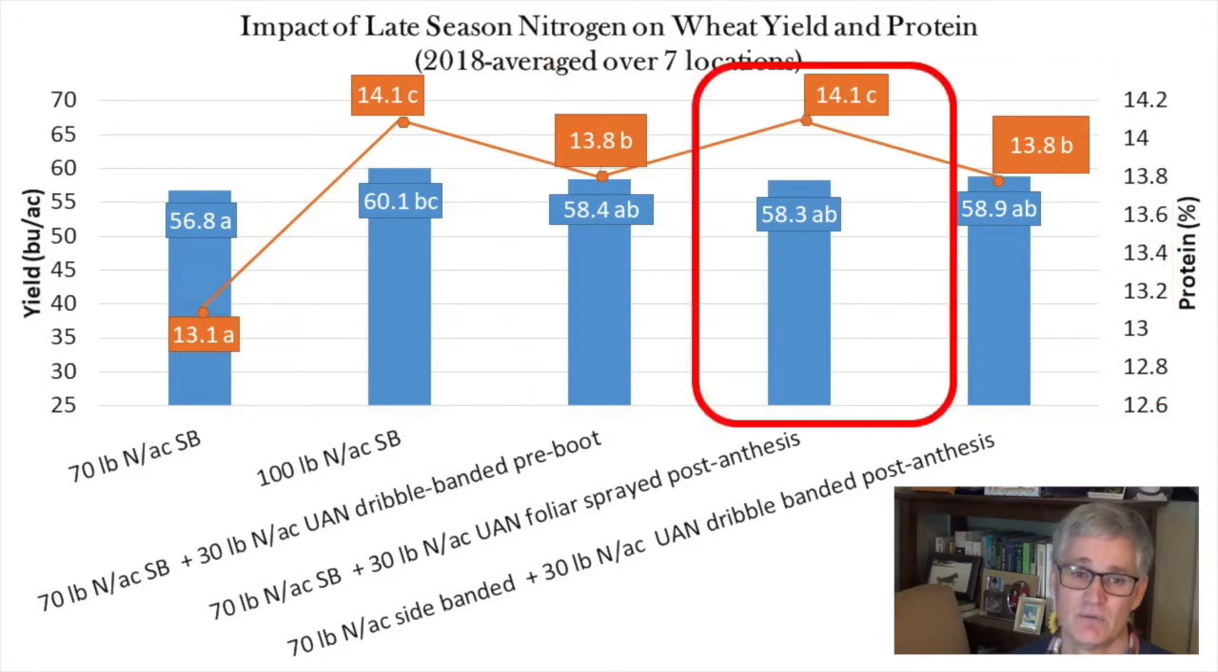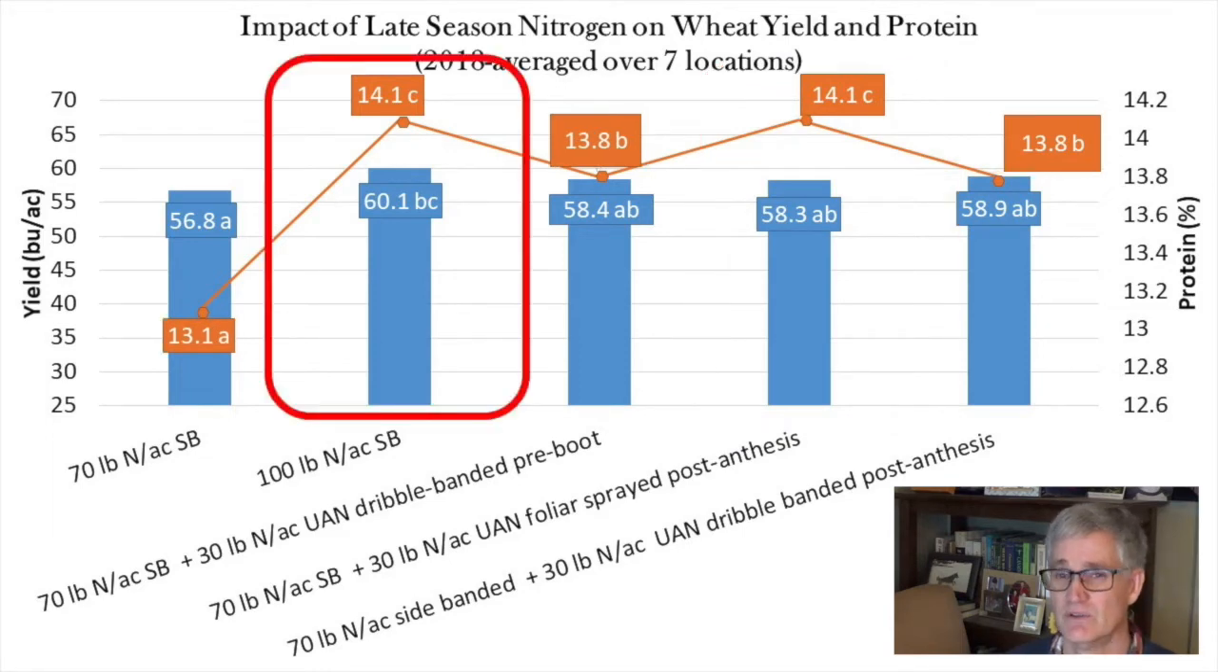The best treatment was looking at a foliar spray of UAN post-anthesis. The treatments that didn't work quite as well were the dribble-banded applications of UAN either pre-boot or post-anthesis. But you'll note that none of these are better than if we just put that extra 30 pounds down at seeding. We got more yield and we got more protein by using that approach. So this is very similar to the results that Ross Mackenzie found back in the year 2000.